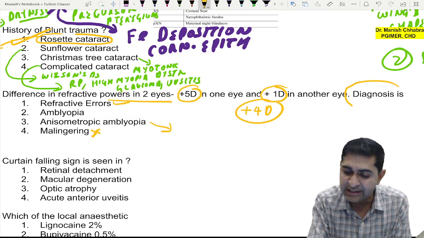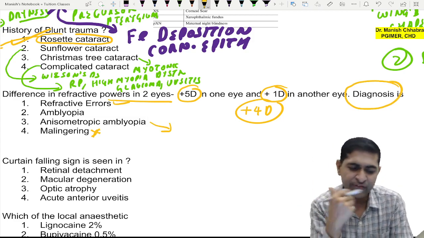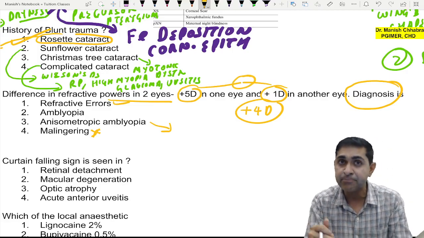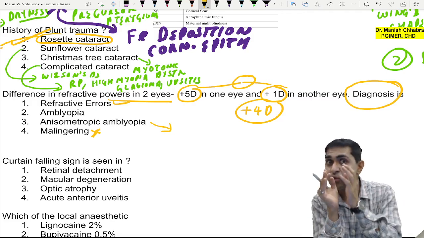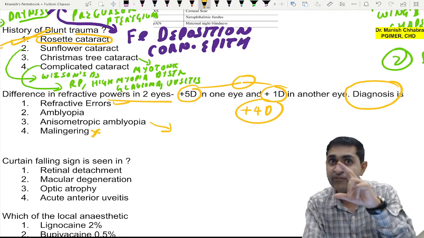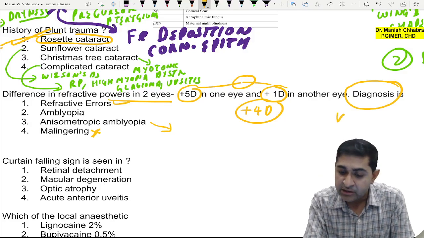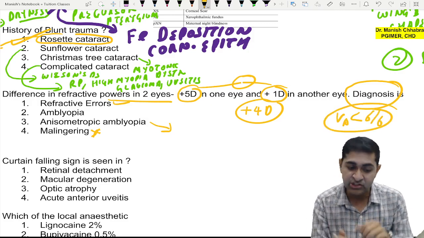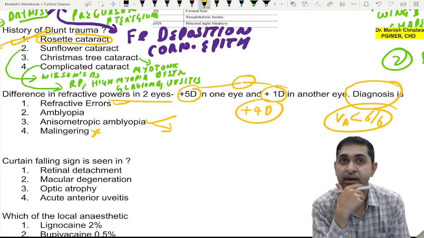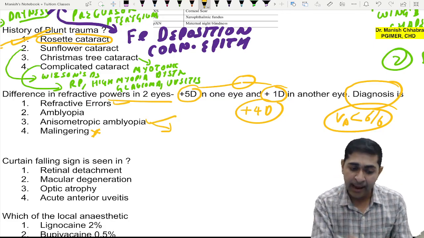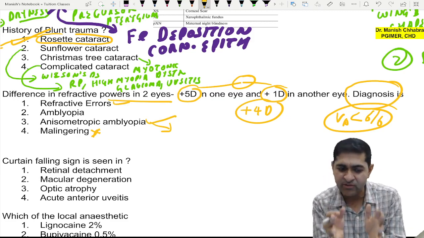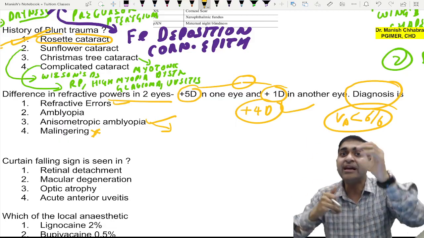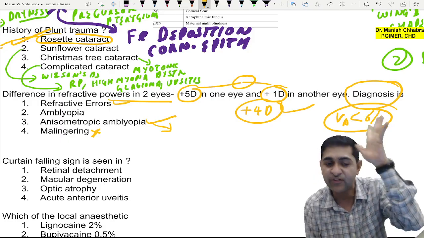They have just asked what is the diagnosis. This question I feel is kind of incomplete. They have not mentioned whether the patient's vision is normal or abnormal after the correction. If the question says that even after giving refractive power +5 and +1, the vision is not normal, less than 6/6, then I will go for anisometropic amblyopia. And amblyopia is not very specific. Anisometropia is definitely there, because anisometropia is a difference in the refractive power of two eyes. When it is more than +2.5, you call it significant anisometropia.